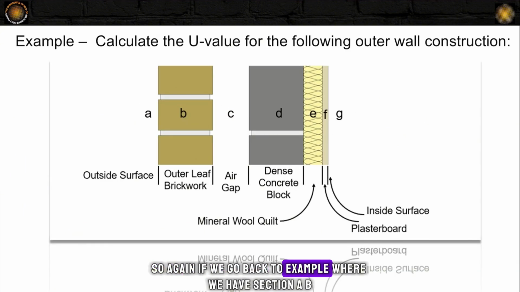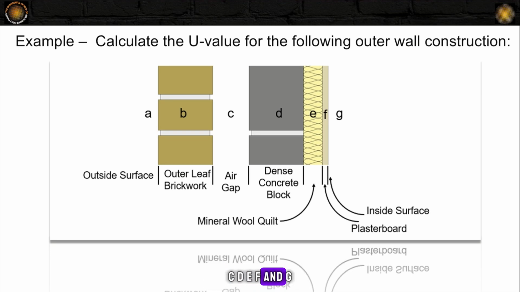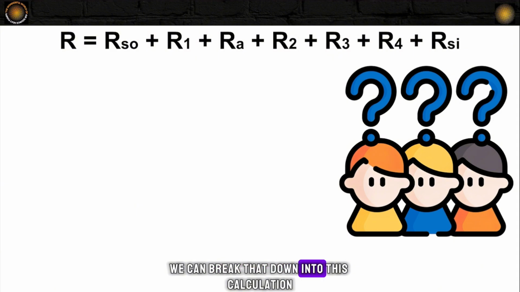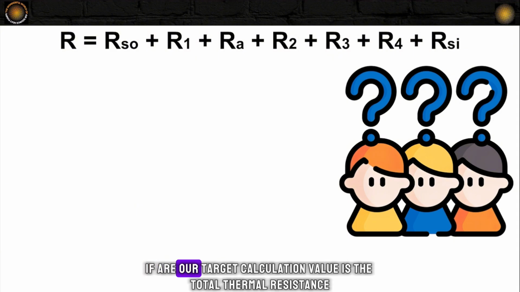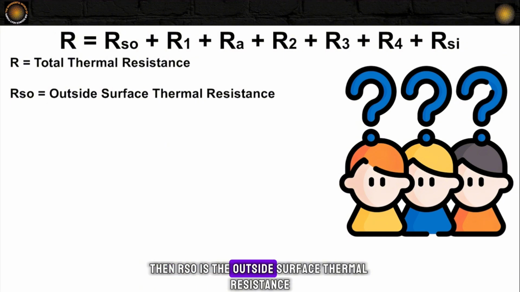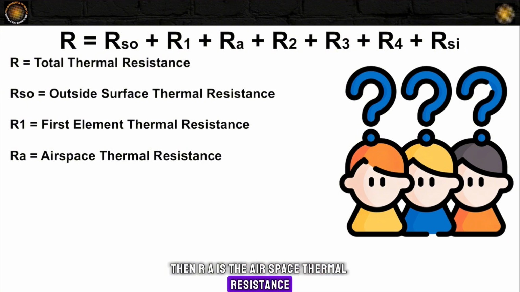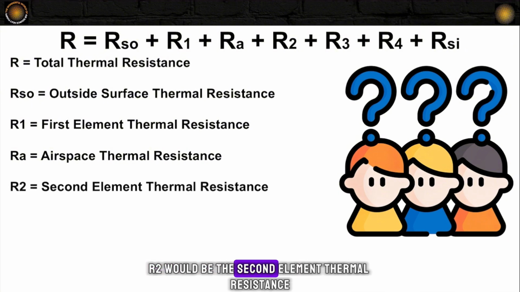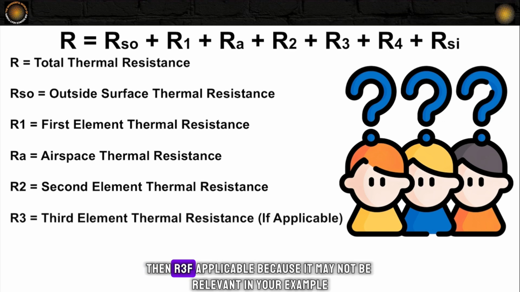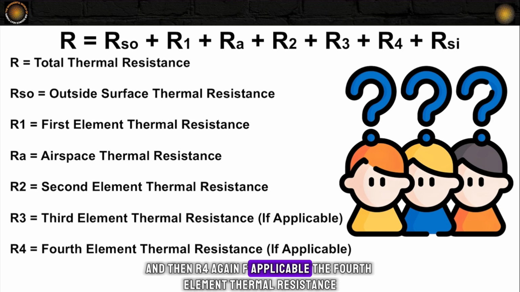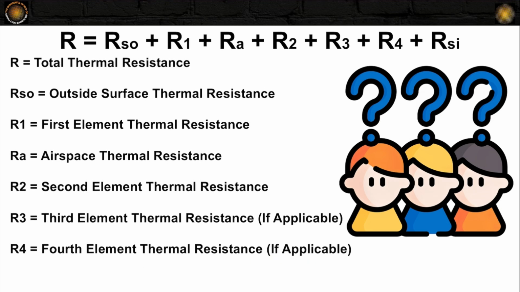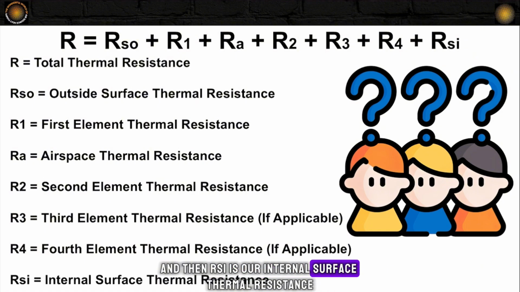So again, if we go back to our example where we have section A, B, C, D, E, F, and G, we can break that down into this calculation. So if R, our target calculation value, is the total thermal resistance, then RSO is the outside surface thermal resistance, R1 is the first element's thermal resistance, then RA is the airspace thermal resistance. R2 would be the second element's thermal resistance. Then R3, if applicable, because it may not be relevant in your example, would be the third element. And then R4, again, if applicable, the fourth element thermal resistance. And then RSI is our internal surface thermal resistance.